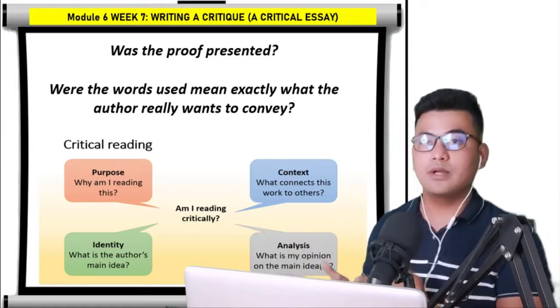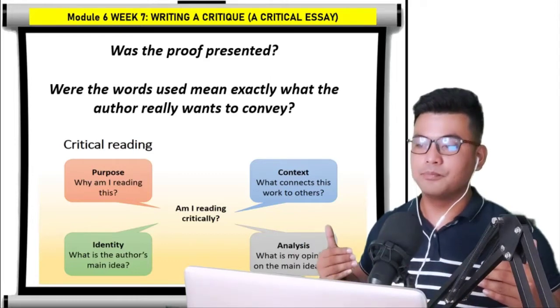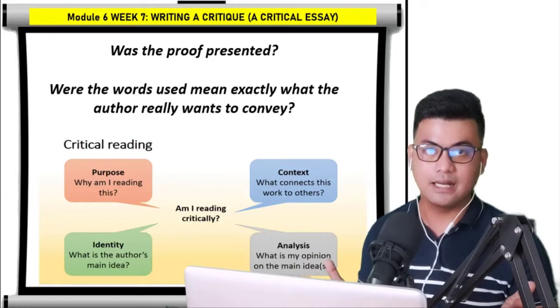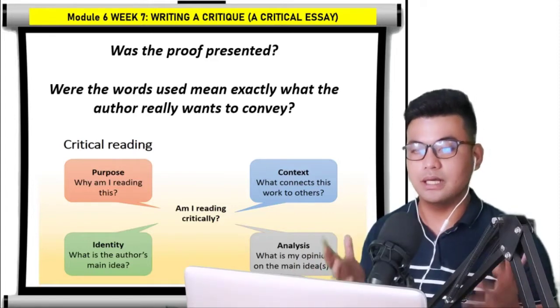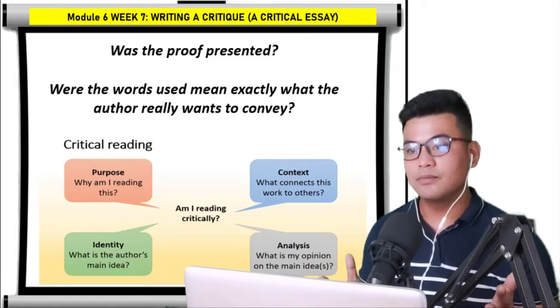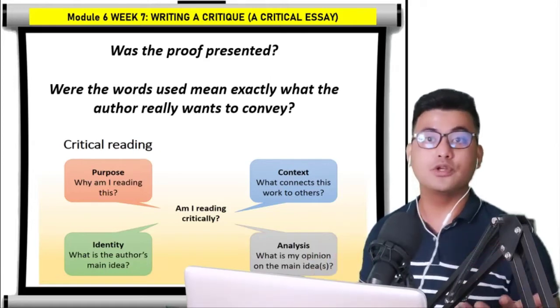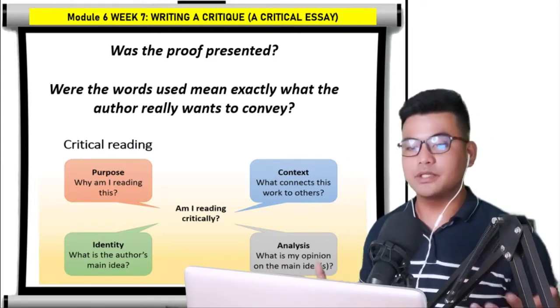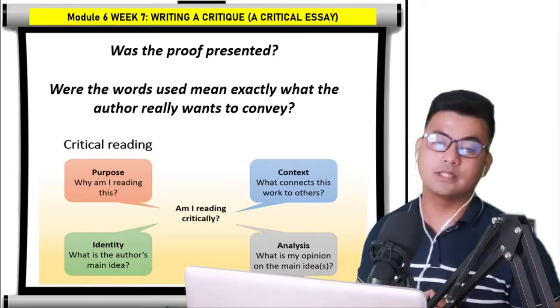So kailangan meron kang proof. Okay, like just pag nagpe-present ka ng case, okay, so kailangan may evidence ka. Okay, you have to support it with evidences. Kundi yung iyong opinion, yung critique is not valid, not even reliable. Where the words used mean exactly what the author really wants to convey.